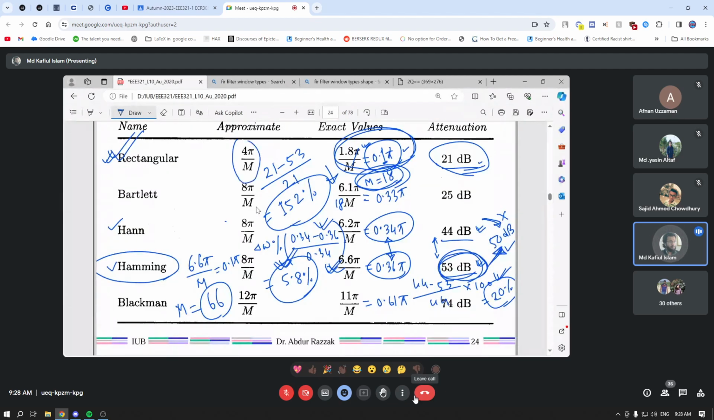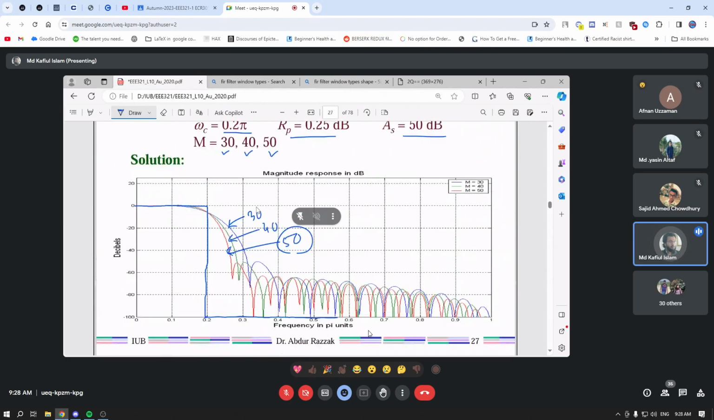Your transition bandwidth delta omega is inversely proportional to the order of the filter. Can you see in all these equations, divided by m? So these are the delta omega, right? So you can also understand that the higher the order of the filter, the lower your transition bandwidth will be, which means it will be closer to the ideal response. So this is an example that shows the same thing, okay?